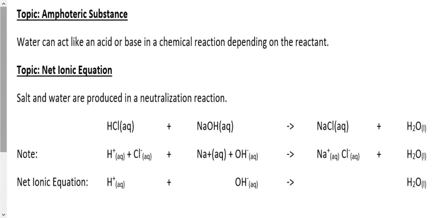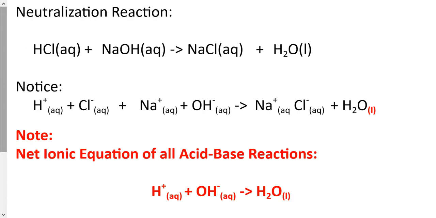We're going to talk about neutralization reaction, net ionic equation and amphoteric substance in today's lesson. So what is neutralization reaction? Neutralization reaction is a reaction between acid and a base to produce salt and water. In this example, HCl, which is an acid, you can find it in reference table K. Sodium hydroxide, which is a base, you can find it in reference table L to produce salt, meaning ionic substance in chemistry, and water, right? H2O.